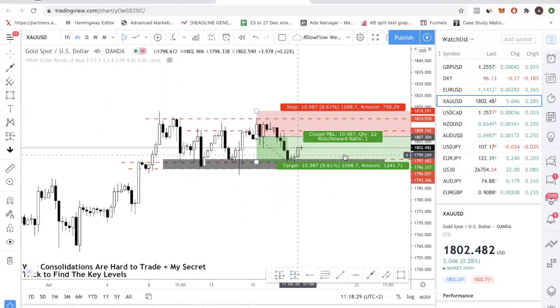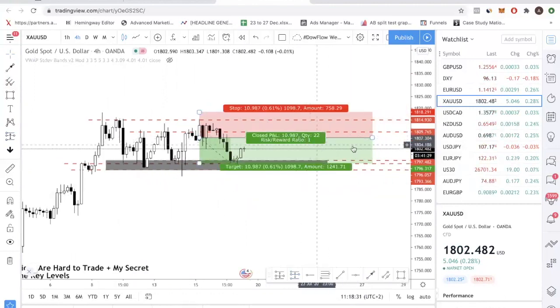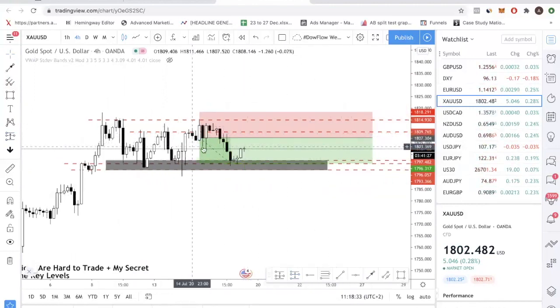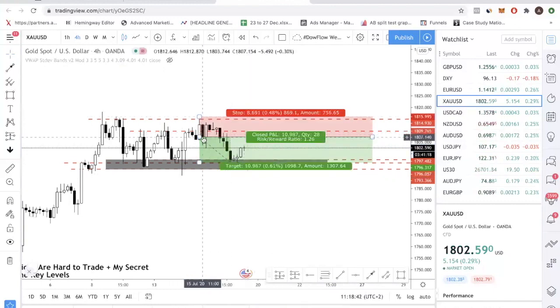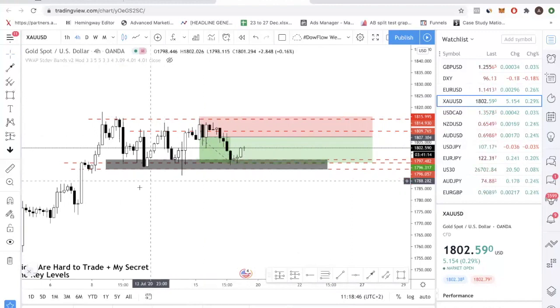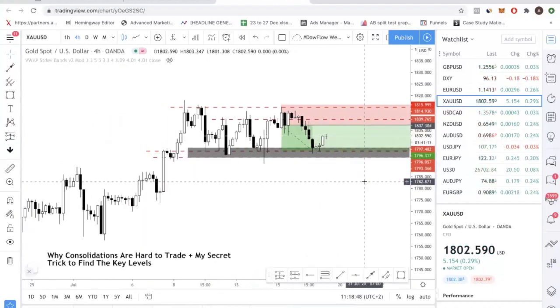Not too good. The risk reward is not too good. Personally, I wouldn't have taken this trade with this kind of risk reward. Maybe I would have just played with it a bit tighter, something like this. But then again, the reward is still not too good. But this is just to demonstrate to you how you actually find the key levels in the consolidation.